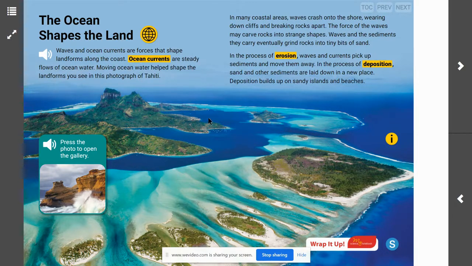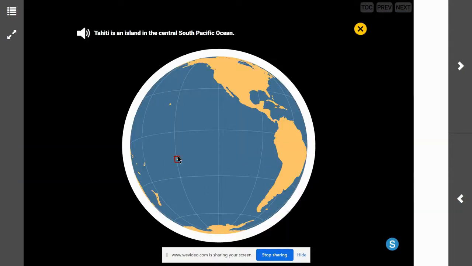So this image we're looking at right here is Tahiti. Now, Tahiti is an island in the central South Pacific Ocean. So here would be the United States. It is in the central South Pacific Ocean.